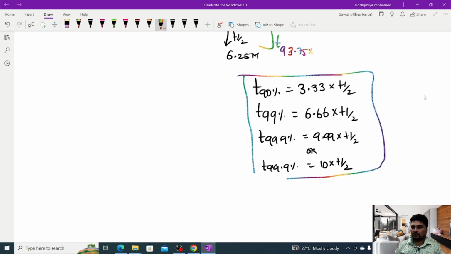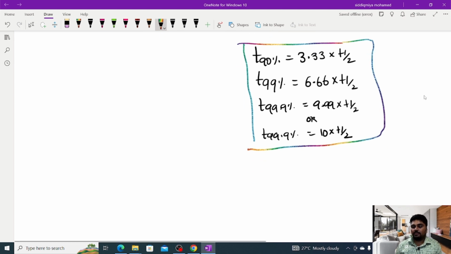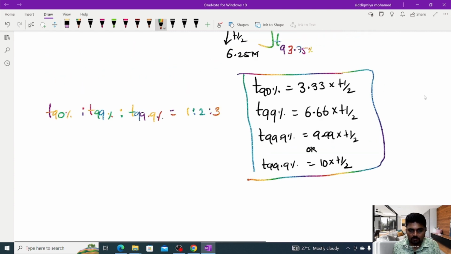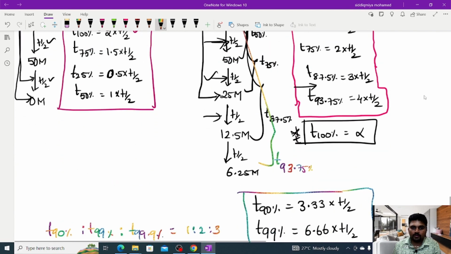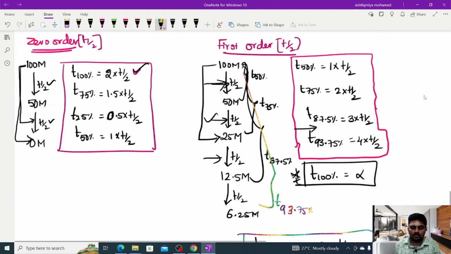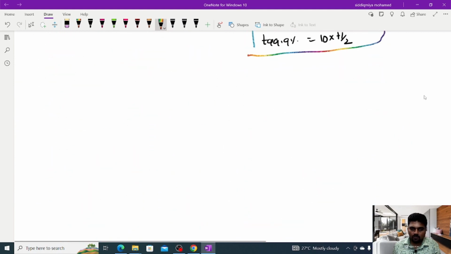Easily you will get it. And remember, they may ask the ratio of T 90%, T 99% and T 99.9%, which will be 1:2:3. This one you have to remember. This is about zero order as well as first order, where we have compared the T halves. Once again you can see. We will see some questions related to this.